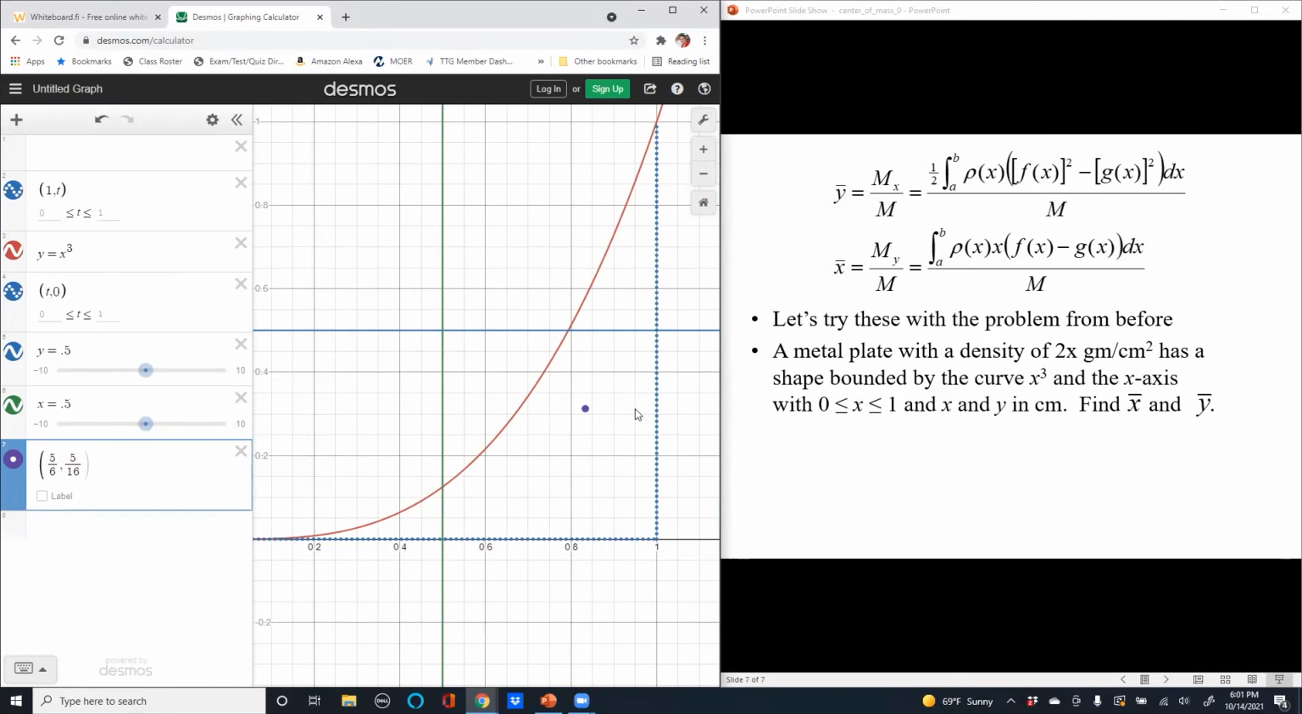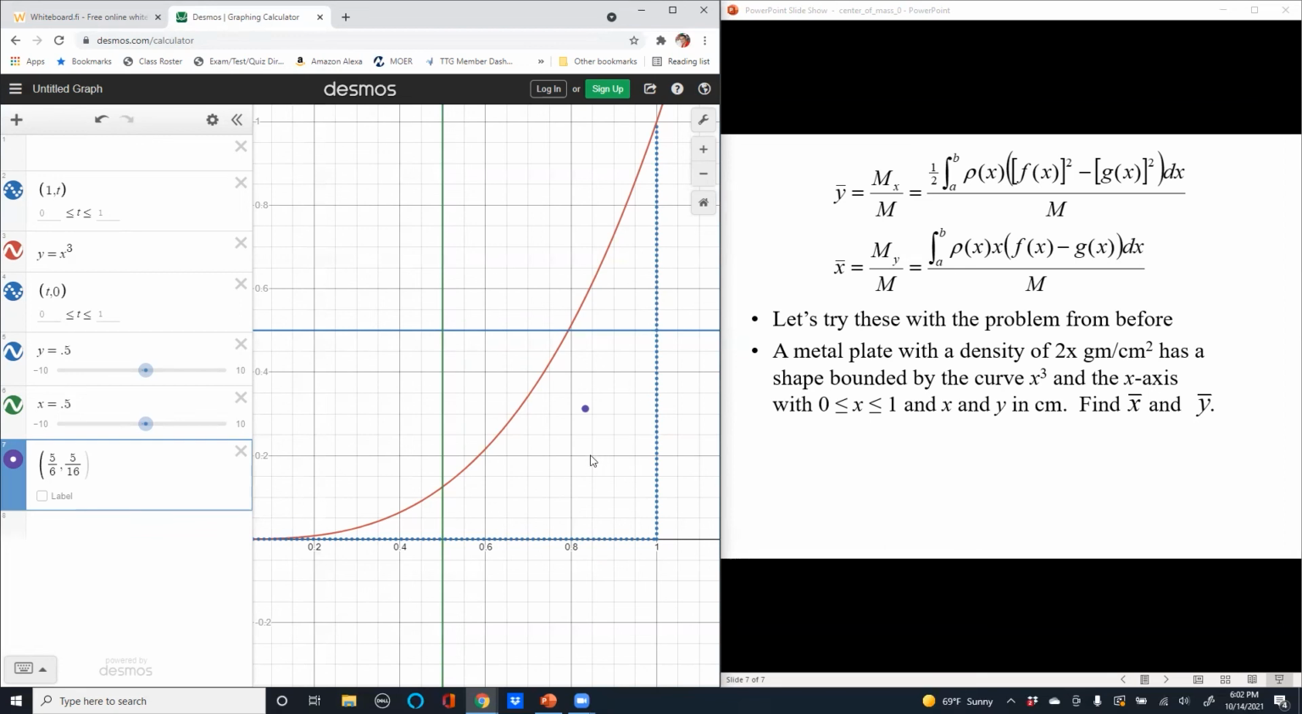If we had had a constant density, we would have seen something more symmetric, and our point probably would have been over in here somewhere. So it's that varying density that makes this point in a spot that may not seem intuitive, but that's because our plate weighs more on the right as we go to the right. So not only does it weigh more because it gets bigger, but it also weighs more because it's got an increasing density in terms of X.